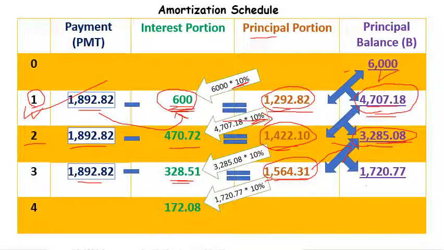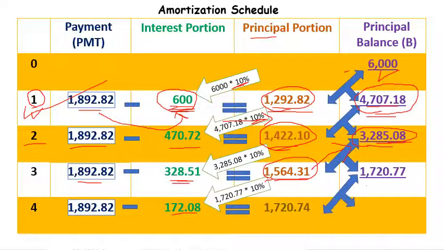The 1,720 is the unpaid amount of debt at the end of year three. So it will be charged 10% at the end of year four, to be 172, and the borrower will pay 1,892. So the difference will be 172 Egyptian pounds. This will cover the outstanding balance of loan. So the principal will be fully repaid at the end of year four.